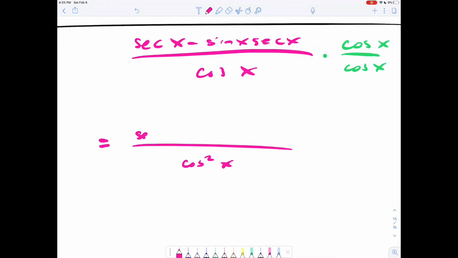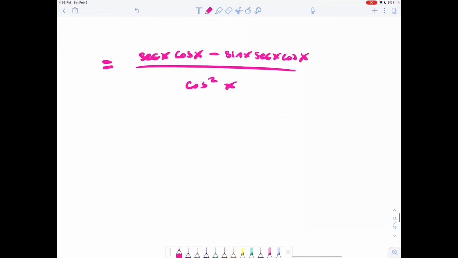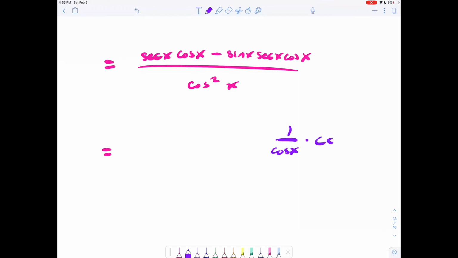So we've got secant x cos x minus sine x secant x cos x. I see what I see. If you look at something like secant x times cos x, knowing that secant of x is 1 over cos of x, and that we're multiplying it by cos of x, means that this is really just 1, and this is really just 1. Oh, sick! This is wicked! Math is the best!